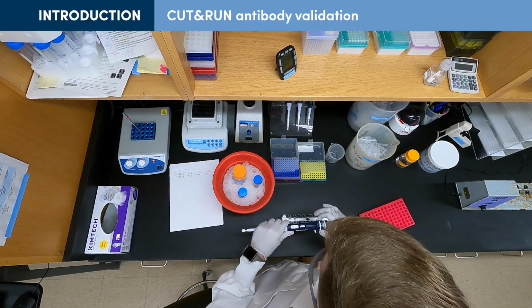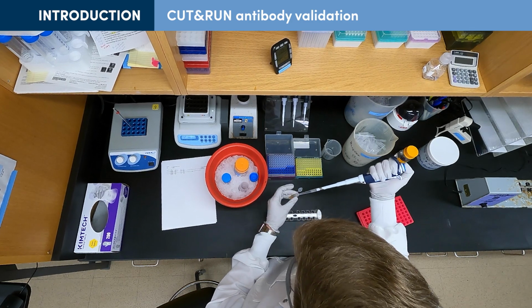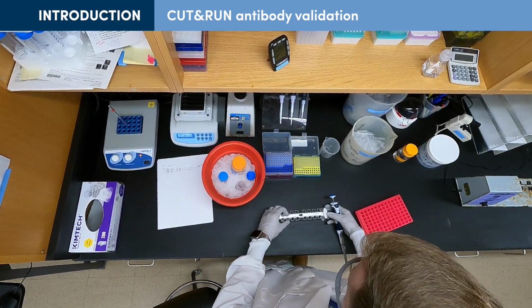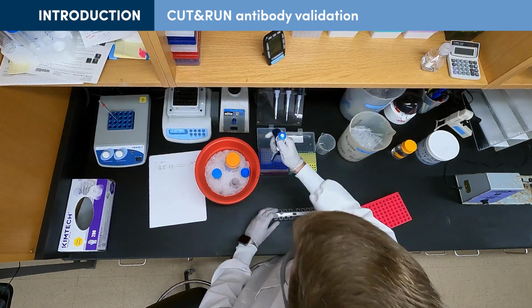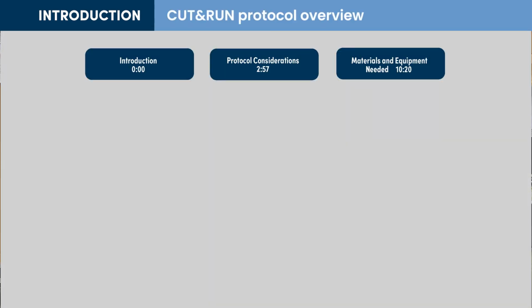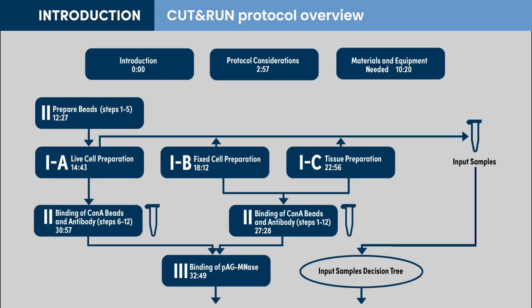Cut and run antibodies are thoroughly validated in-house by scientists at Cell Signaling Technology using the same cut and run protocol, cut and run assay kit, and companion reagents featured in this video. The cut and run protocol is divided into sections, and this video is organized into corresponding chapters which can be accessed using the timeline at the bottom of this video. We recommend that first-time cut and run users make sure to watch the Protocol Considerations chapter for guidance on choosing protocol variations and designing your experiment.